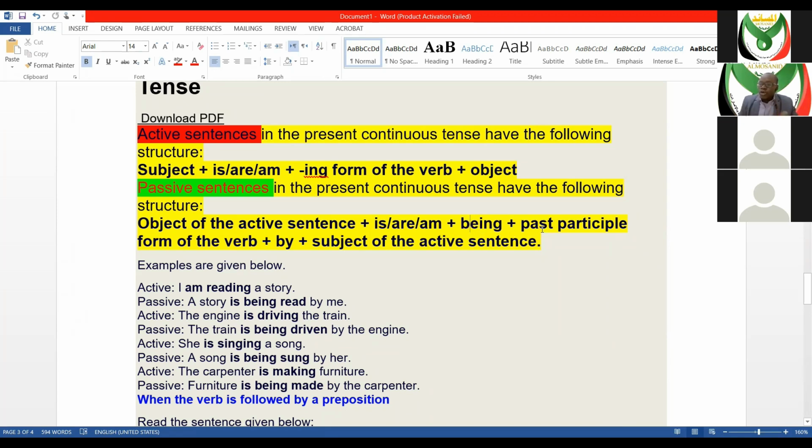We have to know very well the rule. Okay, object of the sentence plus is, am, are plus being plus past participle.